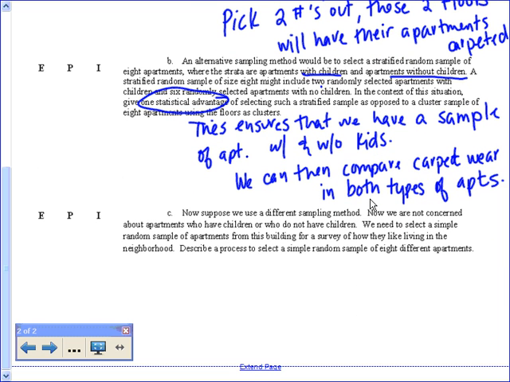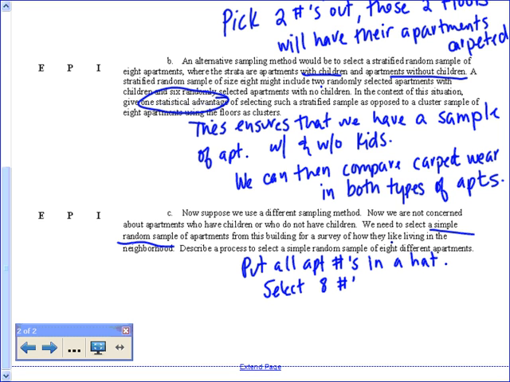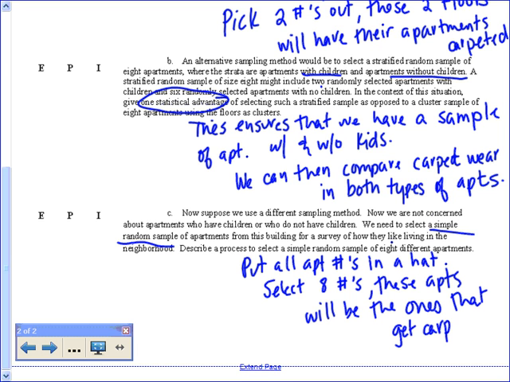Part C says now you want to do a different sampling method. We're not concerned about apartments with or without kids. We just need to select a simple random sample. This just means our most basic names in a hat. So here we would put all apartment numbers in a hat. We're told we want to select 8, so select 8 numbers. These apartments will be the ones that get carpet. Notice I'm using the context. We're talking about carpet here.